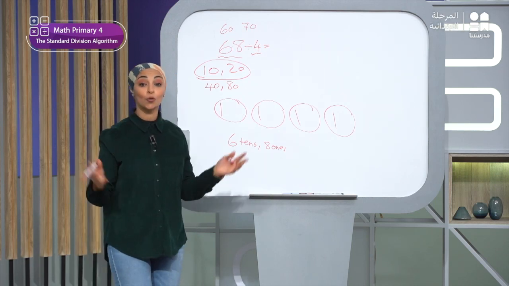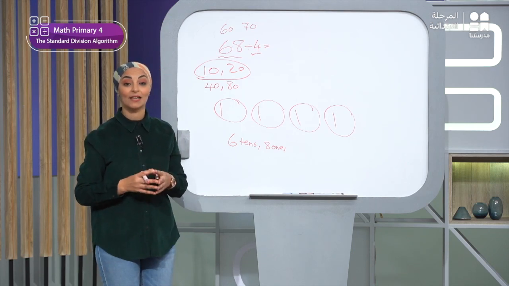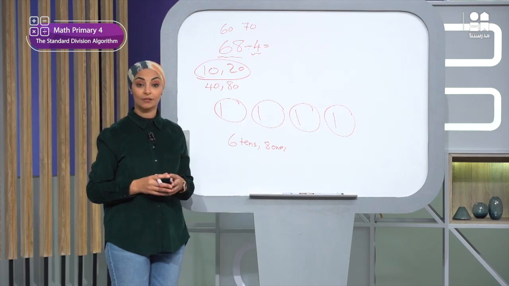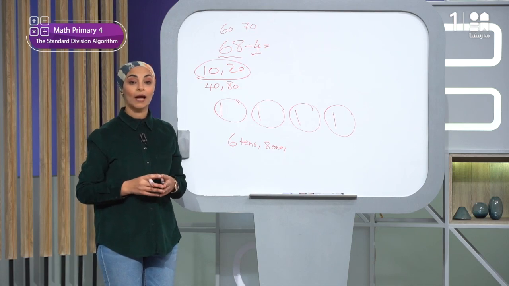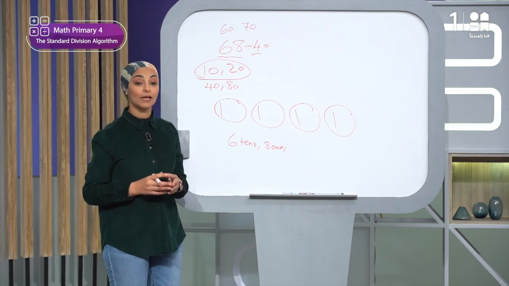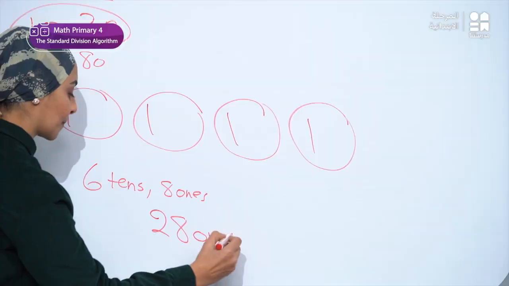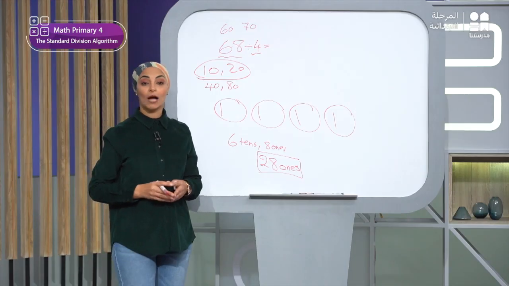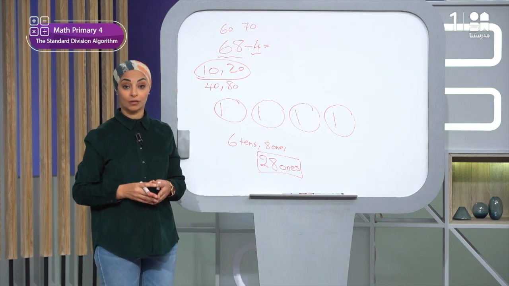So we will regroup the 10 into 10 ones. I will turn this 10 into 10 ones. So now I have 20 ones left, right? So I will add the 8 ones we had from the beginning to them. The result will be how many? So now I have 28 ones. Okay? Then what should I do? I will distribute the 28 ones among the 4 circles.